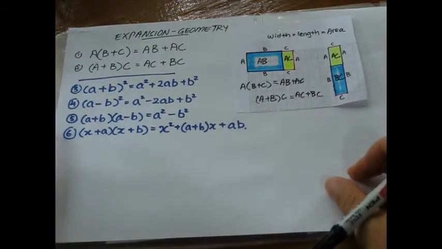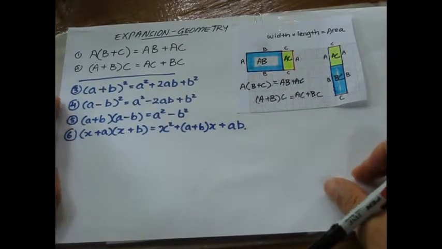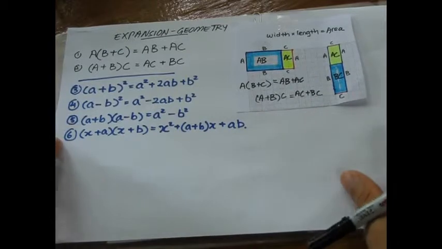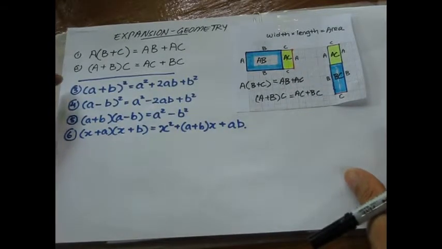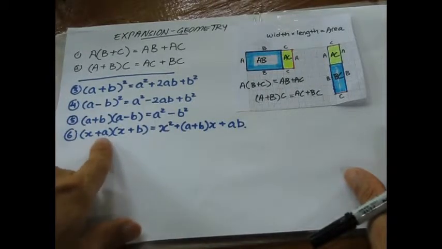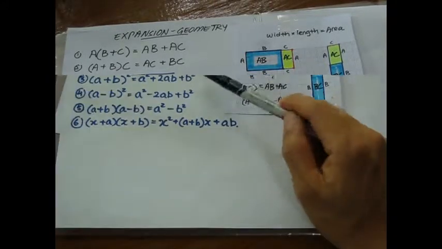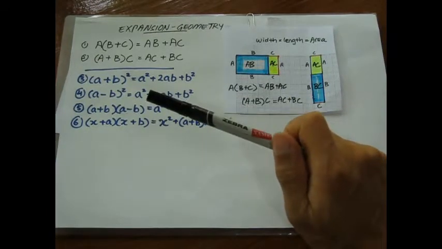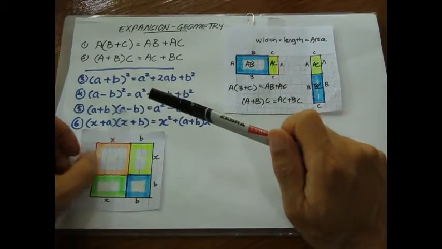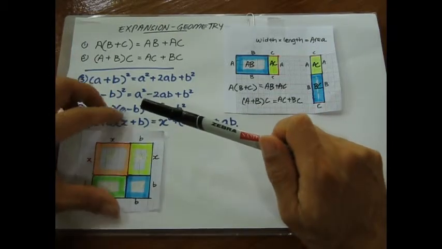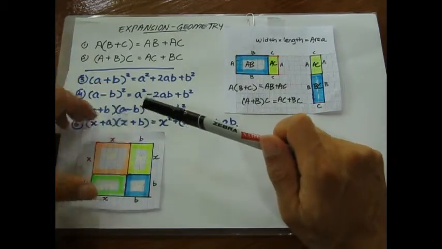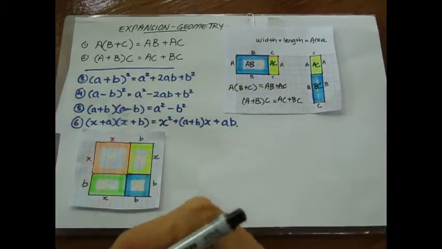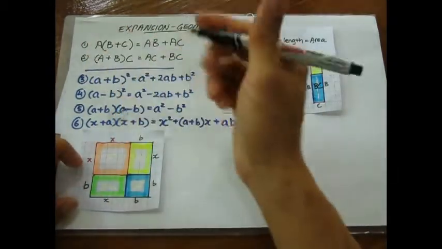Now, we also learned about these 4 things here, the expansions. In fact, all of 3, 4, and 5 are special cases of x plus A times x plus B. Question number 3 is, you can think of it as A plus B, so in my case, I've considered the A here as my x.